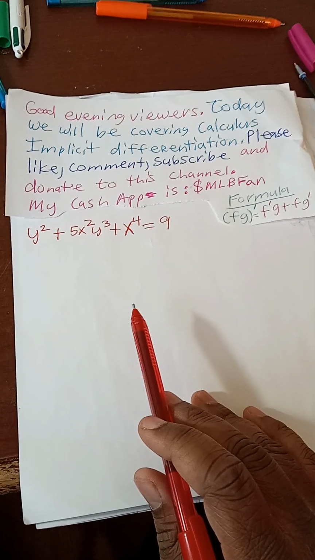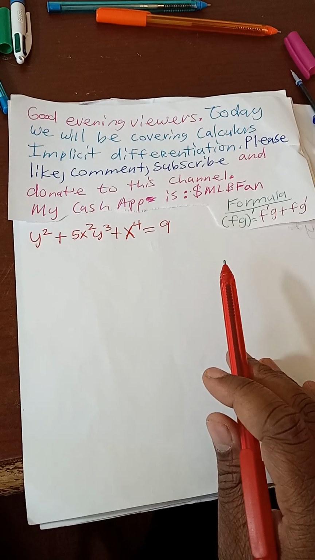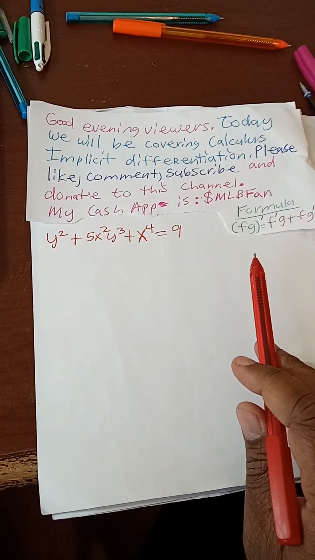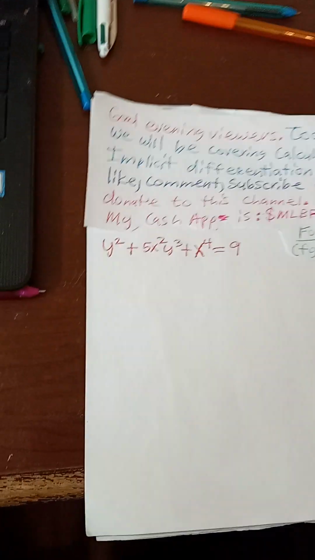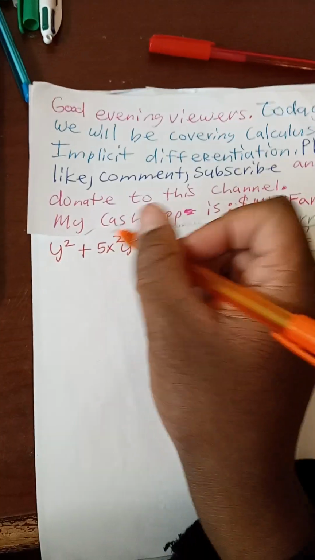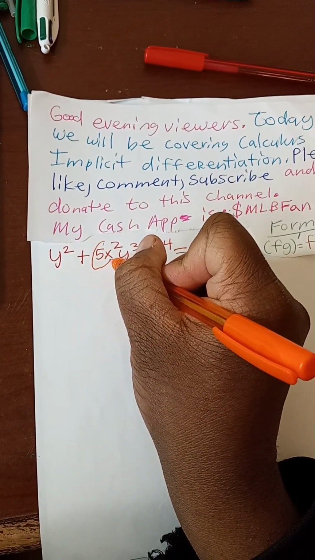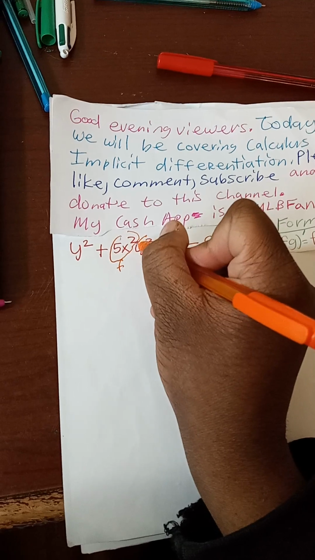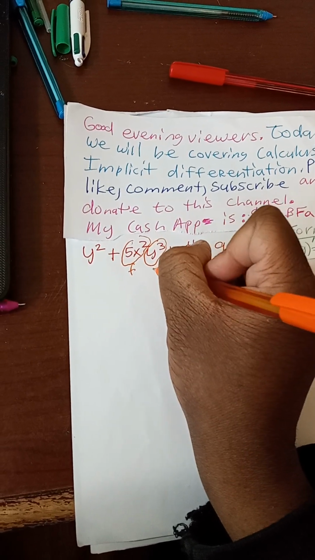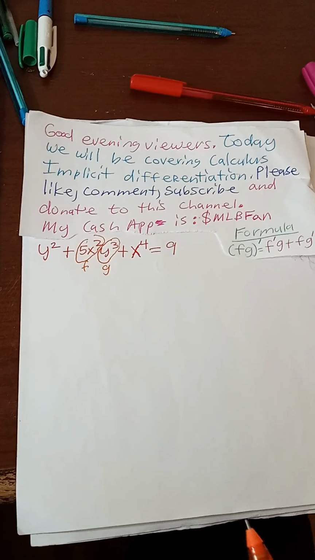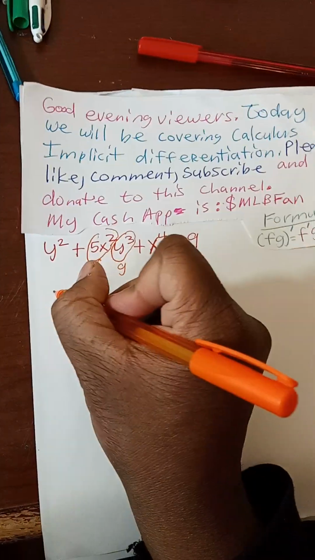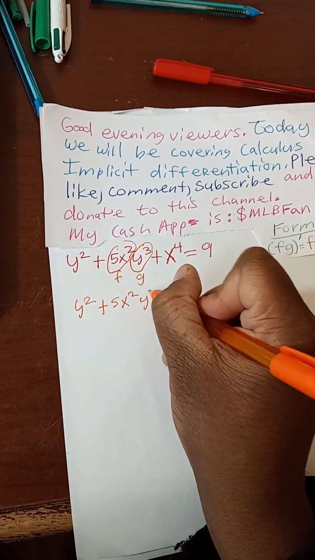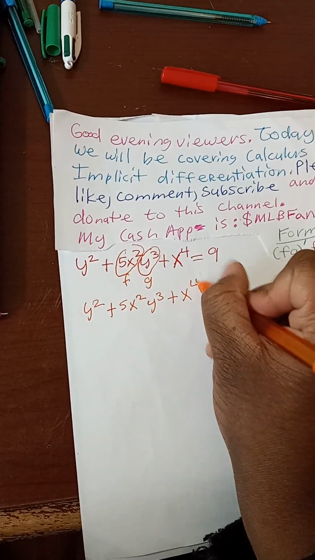And so we would use the multiplicative formula, as in (fg)' is equal to f' times g plus f times g'. So when we label f, it will be considered 5x squared. That will be your f. And then your y cubed will be your g. So let's please keep this in mind. So y squared plus 5x squared times y cubed plus x to the fourth power is equal to 9.